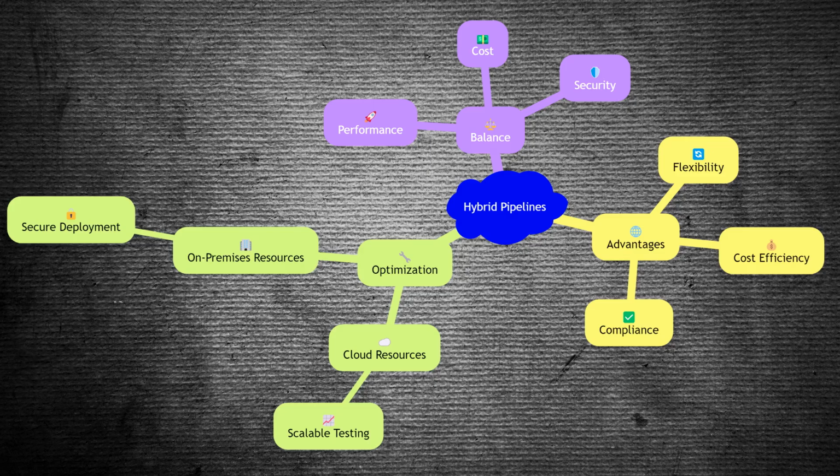Hybrid pipelines offer several advantages, including flexibility, cost efficiency, and compliance. By combining cloud and on-premises resources, you can optimize your pipeline for different stages of the development lifecycle. For example, you might use cloud resources for scalable testing environments and on-premises resources for secure deployment stages. This approach allows you to balance performance, cost, and security requirements effectively.